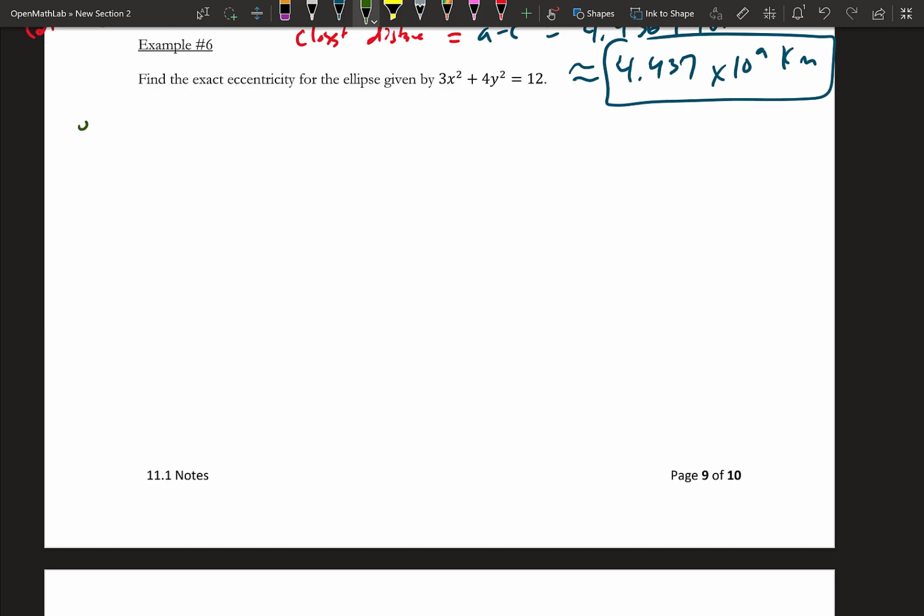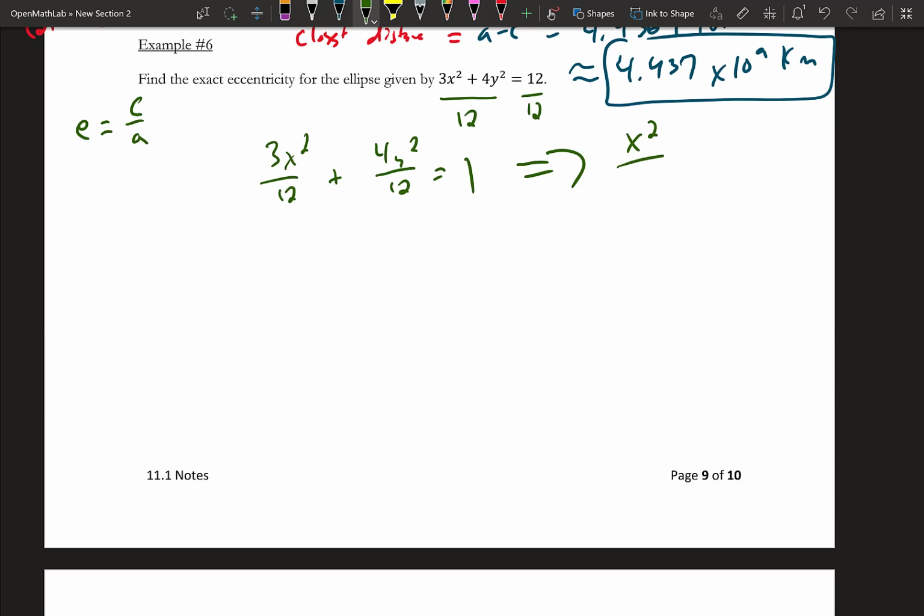So remember that the eccentricity is equal to c divided by a, right? So what I need is to find the values for c and a. In order to do this, I need to put this equation in standard form. So in other words, I'd want to divide both sides by 12. That gives me 3x squared over 12 plus 4y squared over 12 equals 1. And simplifying this, we get x squared over 4 plus y squared over 3 equals 1.